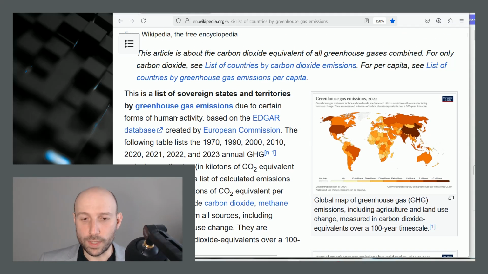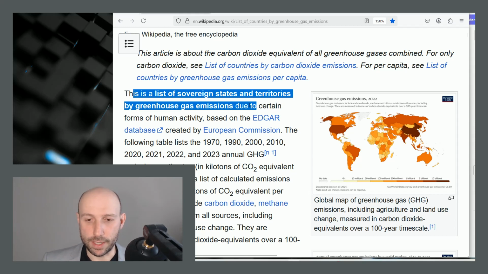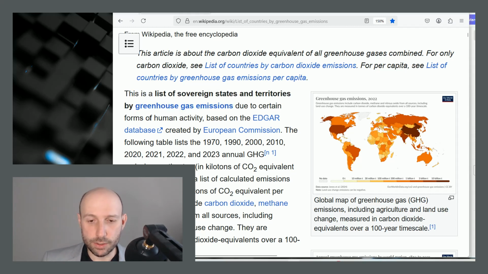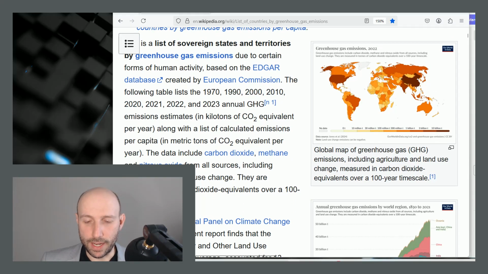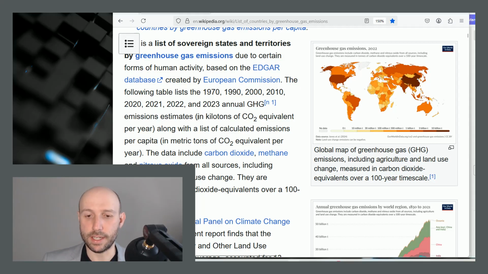So before we get to the table, we need to talk about some terms and explain the definition of those terms. So we have a list of sovereign states and territories by their greenhouse gas emissions due to certain forms of human activity. Okay, so we have the list, which looks at many different years, and these are estimates in kilotons of CO2 equivalent. Okay, now what is CO2 equivalent?